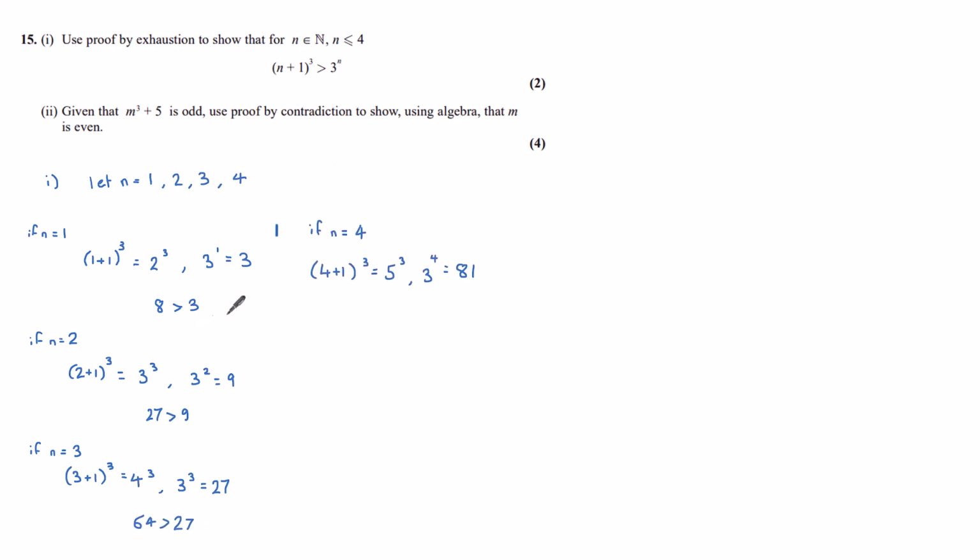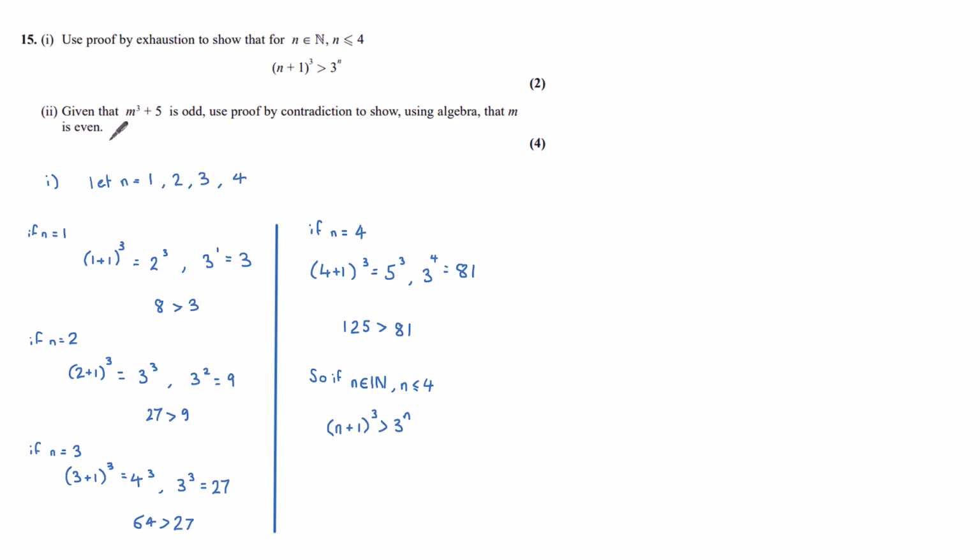And lastly, if n is equal to 4, then (4+1)^3 is 5^3, 3 to the power 4 is 81, and 5^3 is 125, which is greater than 81. And so, showing each of the 4 cases to be true, then when n is in the natural numbers and less than or equal to 4, (n+1)^3 is greater than 3^n.